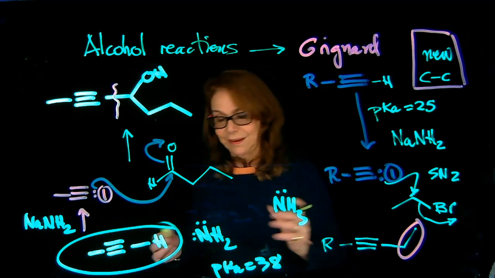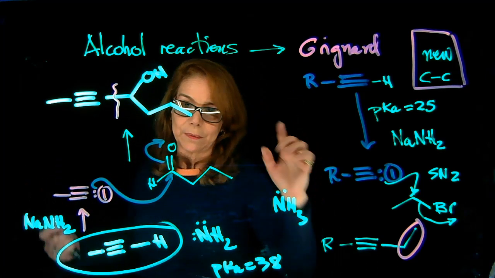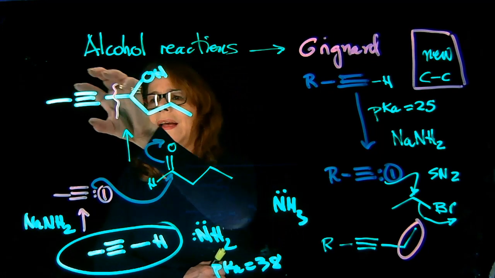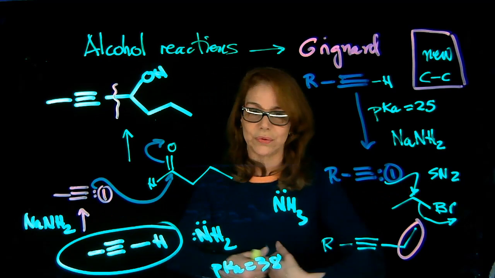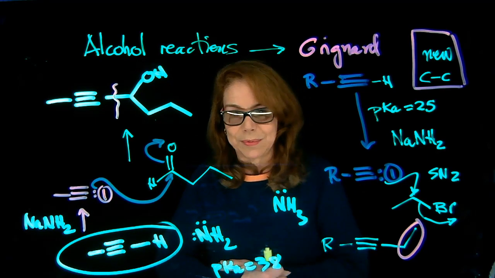So again, we used a similar approach. We disconnected that and determined the fragments here. This comes from an aldehyde having 4 carbons, and we determined what the nucleophile is. Similar to the analysis that we did for the Grignard, we're making new carbon-carbon bonds.